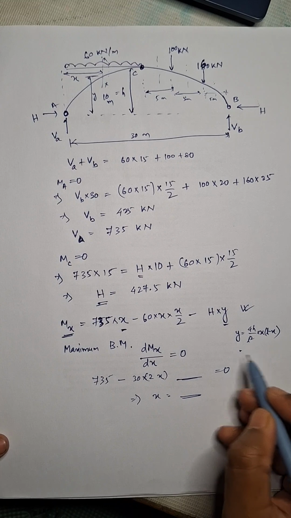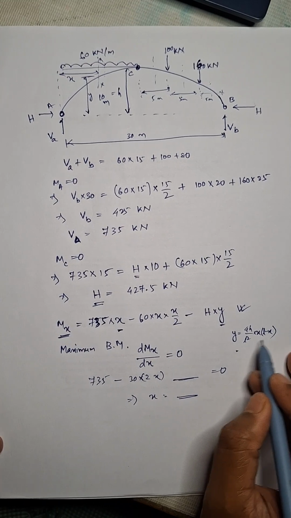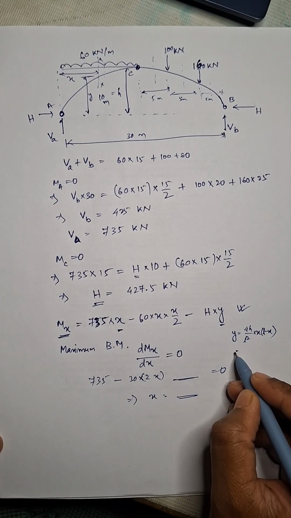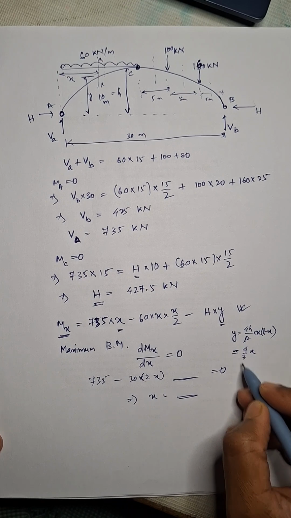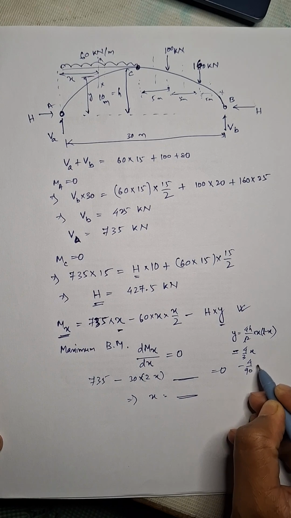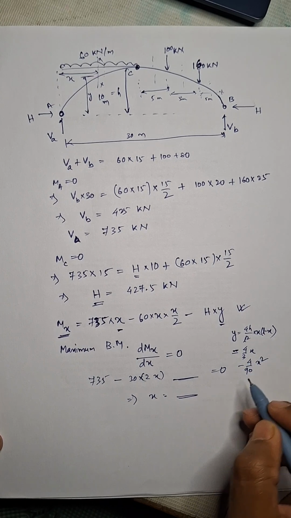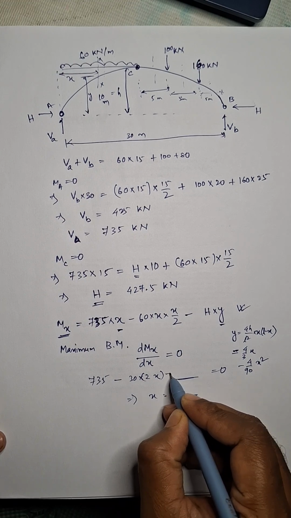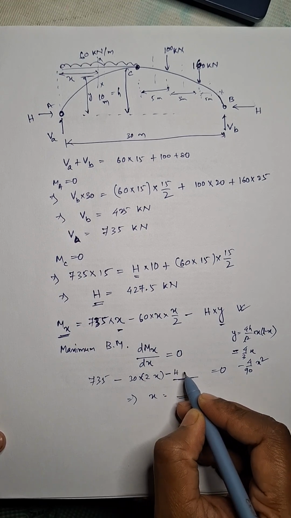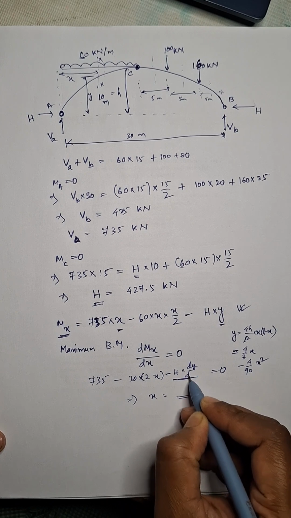If I put the values of x, h and l here, this value will come around 4 by 3 x minus 4 by 90 x squared. Now if I differentiate this here, we will get minus H into dy upon dx.